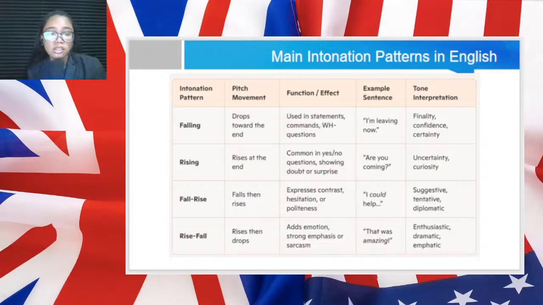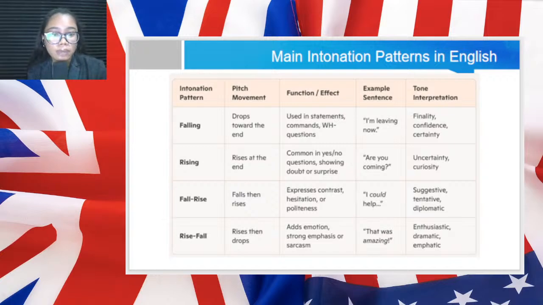Because these questions usually seek specific information and have a definitive end. Okay? Definite end. So for example, I'm leaving now, said with a clear downward shift in pitch and voice, especially in the word now. Now, the tone interpretation: this tone conveys a strong feeling of finality, confidence, and certainty, because when you use a falling tone, you're signaling that your thought is complete and that you're sure about what you're saying and there's nothing more to add. Okay? Next, rising intonation.